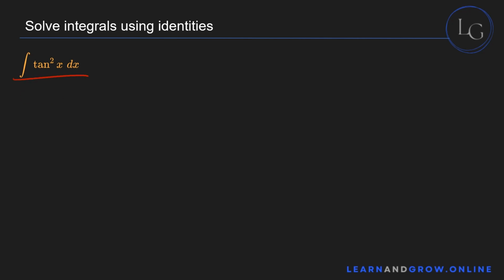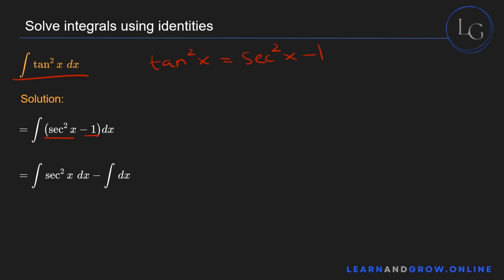Now the way to solve this is basically you can use a trigonometric identity which states that tan² x is equal to sec² x minus 1. So you'll replace this tan² x with sec² x minus 1, and hence you have this. Now you can apply the integral separately on sec² x and minus 1. So this is what you get.